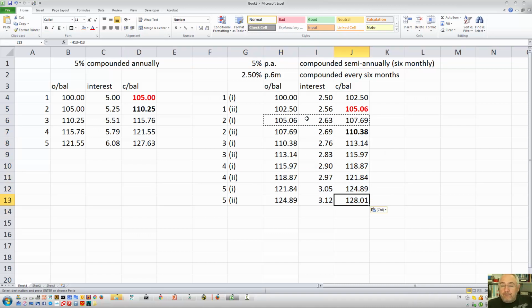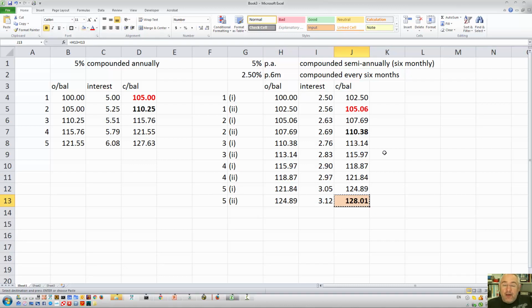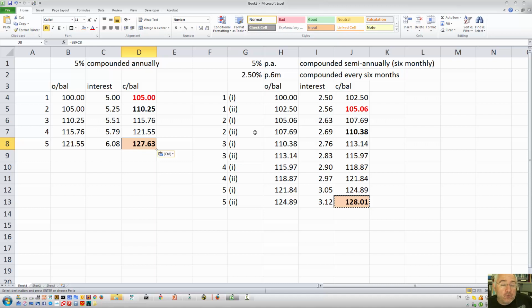And where are we at the end? At the end, we've got $128.01. Whereas if we compounded annually, we have $127.63. All right, now this is a simple example. Low interest rates, low amount, short period of time. But imagine what the impact would be over a longer period of time.